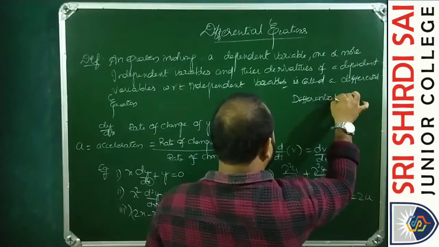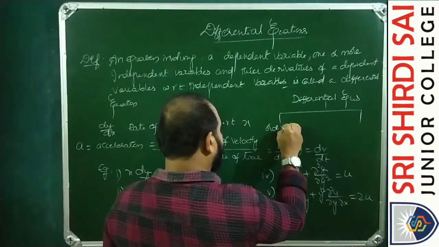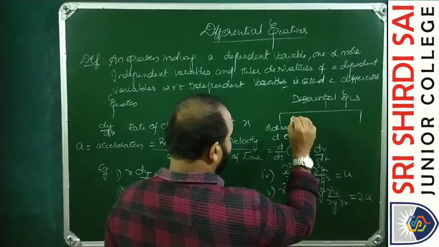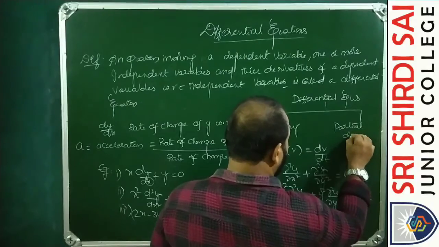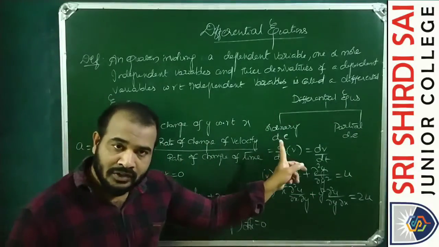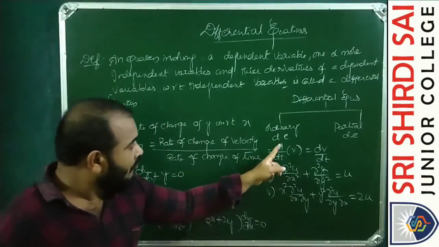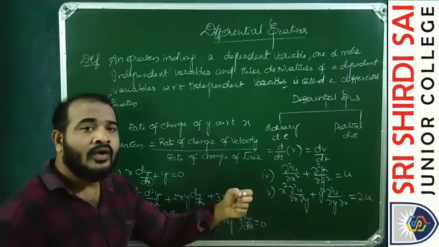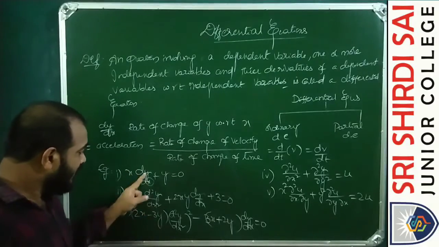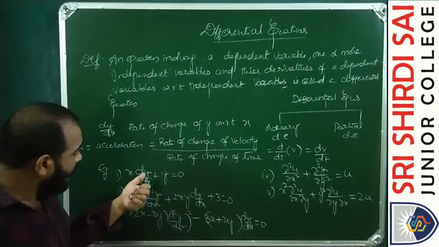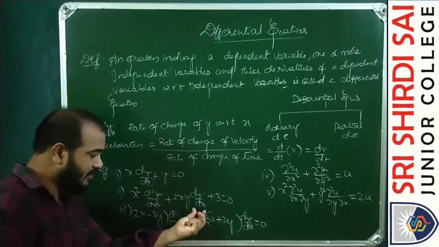Differential equations can be classified into two categories. What are they? One is the ordinary differential equation, and one is the partial differential equation. So what is an ordinary differential equation? An equation involving the derivative of one dependent variable with respect to only one independent variable. As far as the first three cases are concerned, these are all derivatives of one dependent variable with respect to only one independent variable.